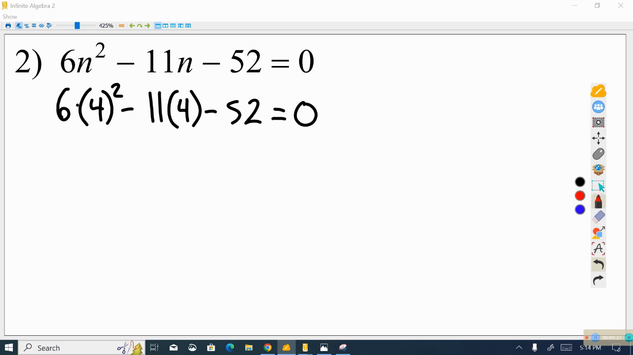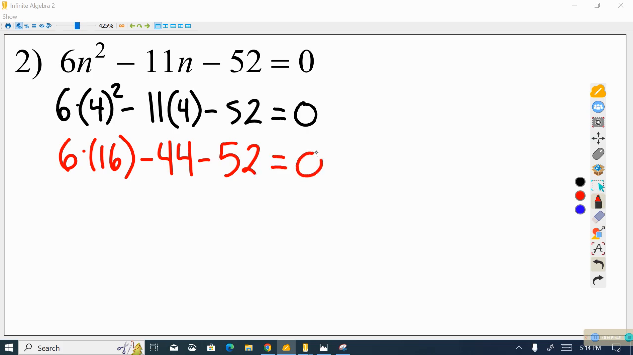Okay, and then we should realize, well, wait a minute, 4 squared is 16, so this means 6 times 16, and then I have to do minus 4 times 11, so that's minus 44, and then this is minus 52, so we're going to check to see if this is equal to 0, right? So in this case, this is kind of like what I call the question mark equals. We want to test to see if this is really true, right? We'll see if this is actually the case, right?